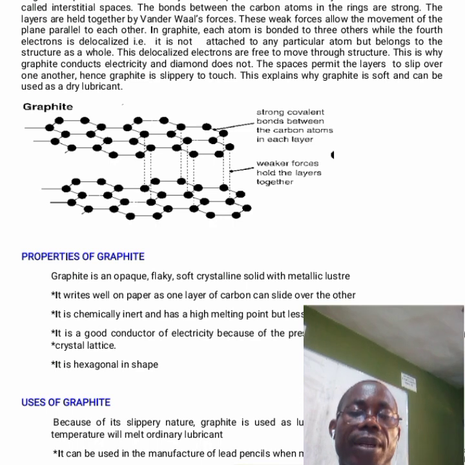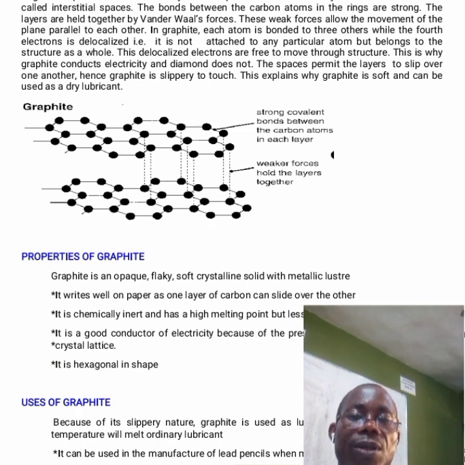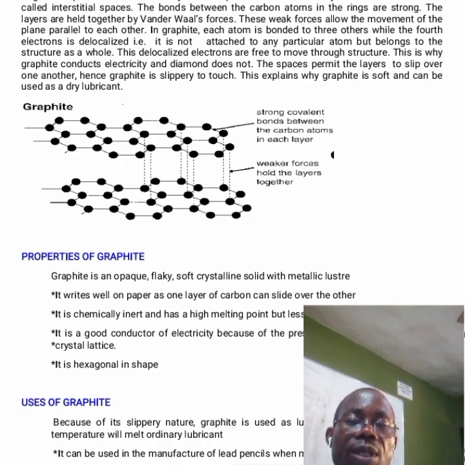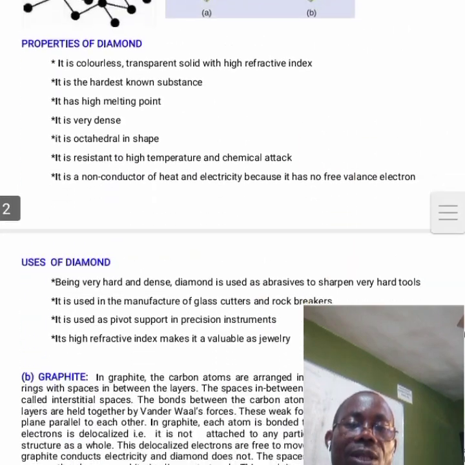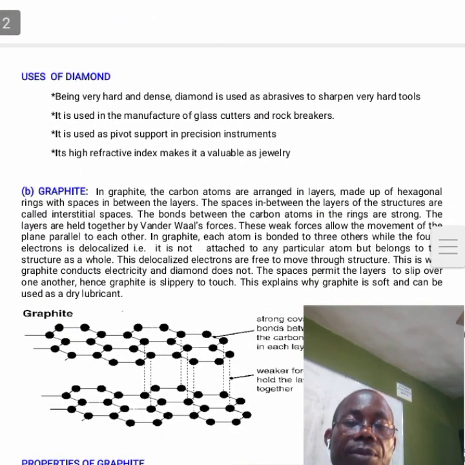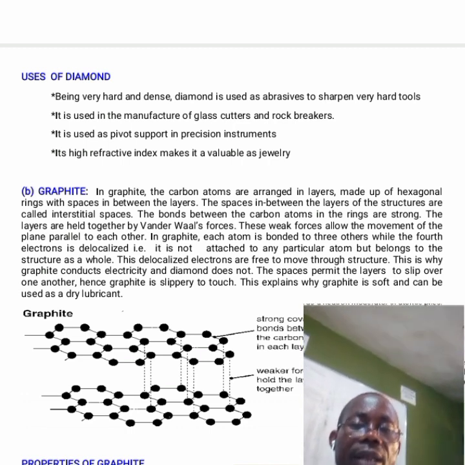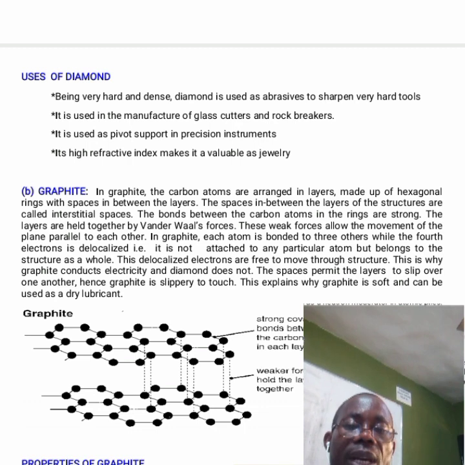Graphite can be used as a dry lubricant because of its layer structure. The weak van der Waals forces make it possible for the layers to slide over each other. So because of this, carbon is often used as a dry lubricant. Carbon is also used in making pencil.